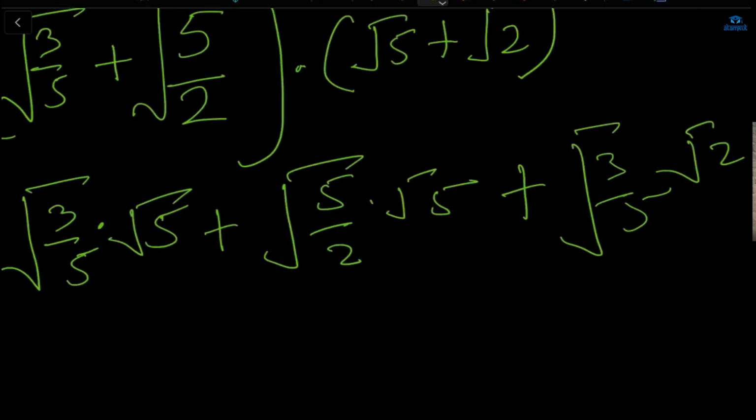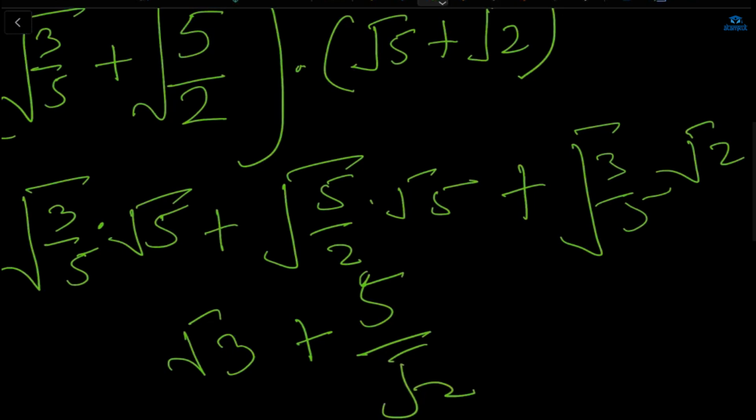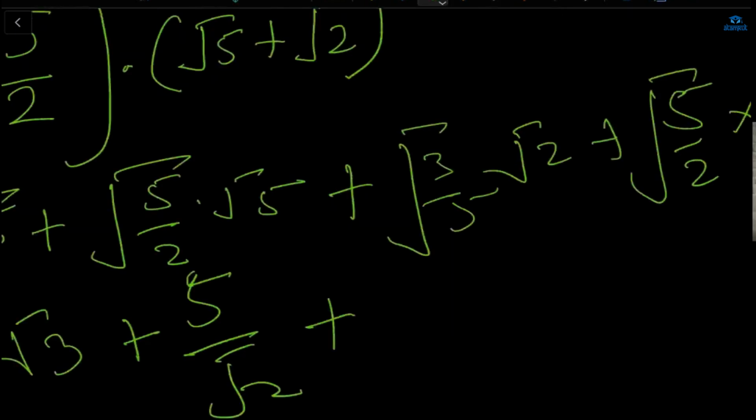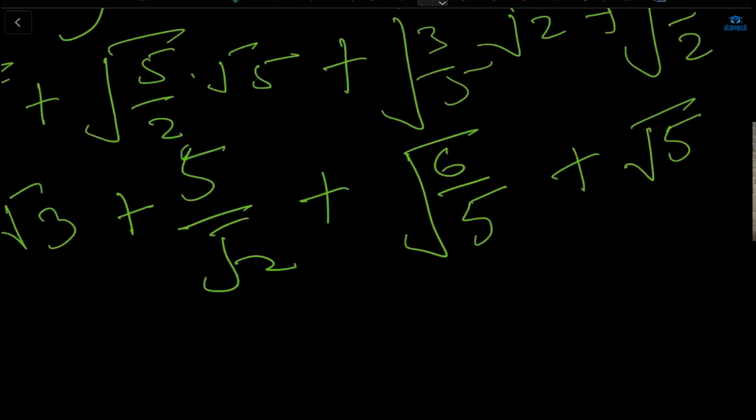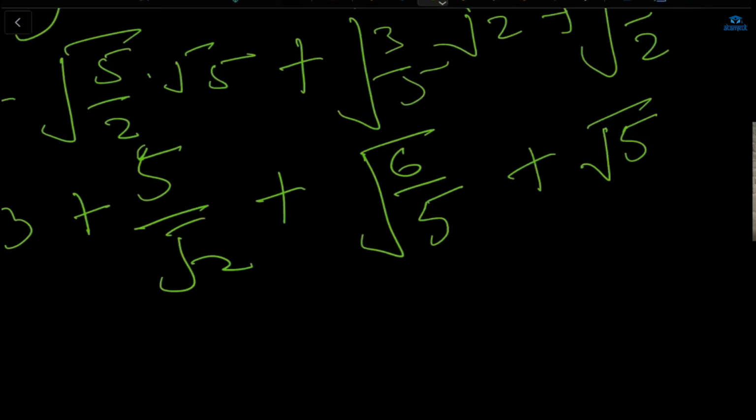Now root 3 by root 5 you can write separately. So root 5 will be cancelled and you will get root 3. Here root 5 and root 5, so it will be 5, and it will become 5 by root 2. Plus here it will be root 6 by root 5. Then root 2 will be cancelled, so root 5 will be left. So this is your answer: root 3 plus 5 by root 2 plus root 6 by root 5 plus root 5.